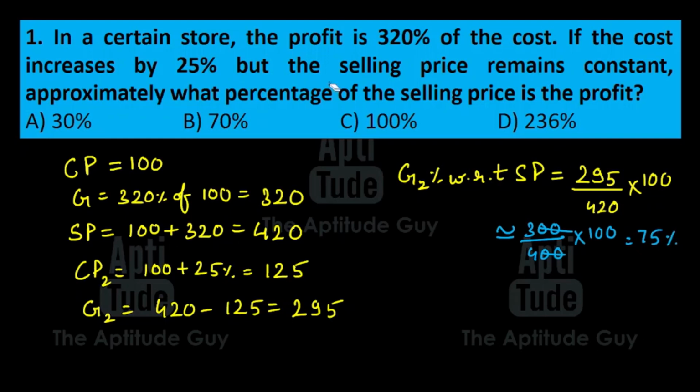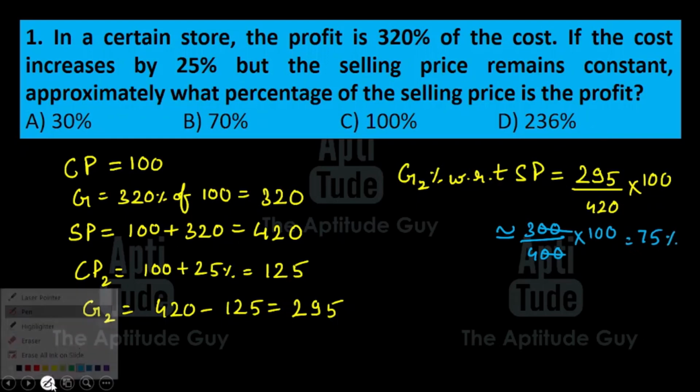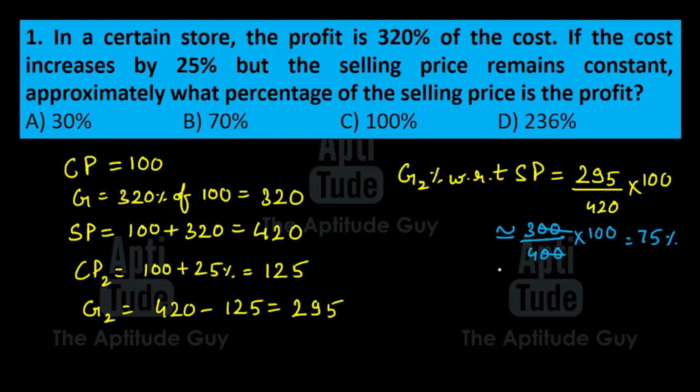Now which of these options is nearest to 75%? That is the answer. So what is the answer, of course? Answer is 70%. This is how you use the word approximately. Not by actually calculating it and then approximating it. No, don't do that. Approximate it during the solution itself.